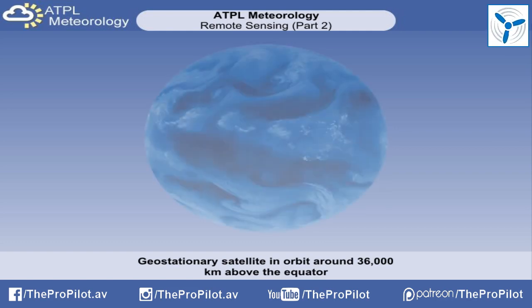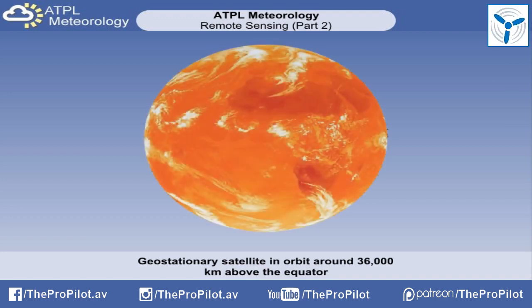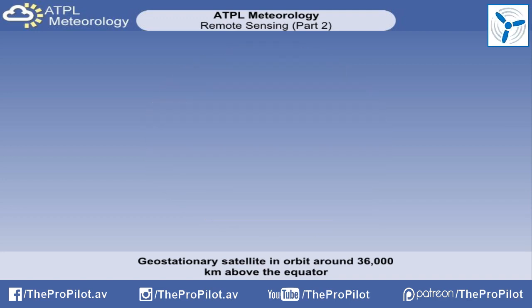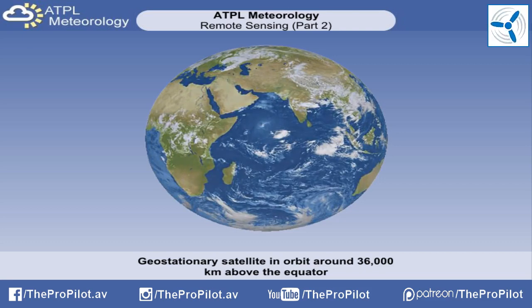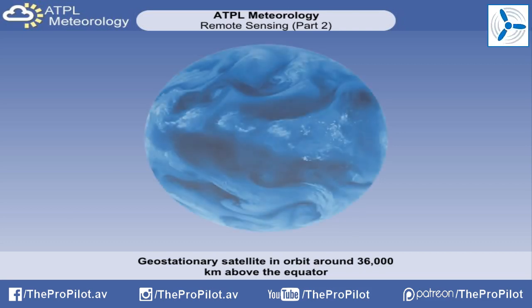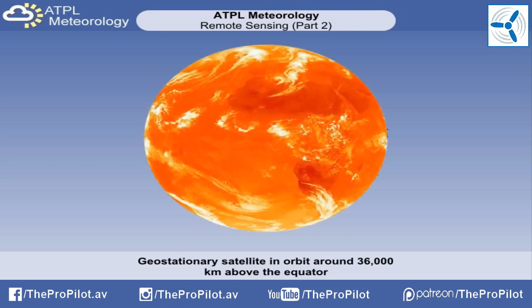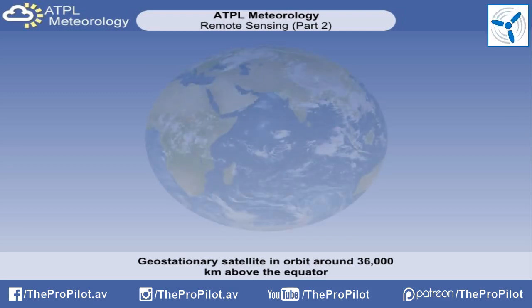However, they do have their disadvantages as well. Since their orbit is so high, picture resolution is usually less than from other types of orbit. Also, due to their location over the equator, geostationary satellite pictures give no coverage over the poles due to the curvature of the Earth.